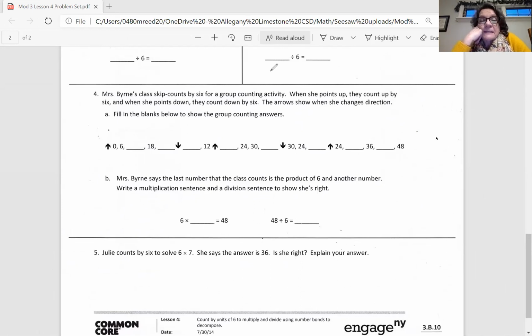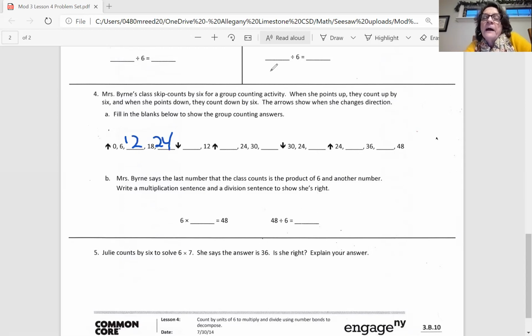Now remember, we did this a lot when you were in school, skip counting by 6s and going up and down. So let's start at the beginning, and we'll start by singing our song. Remember, the arrow is showing going up. So let's go ahead and count 0, 6, 12, 18, 24.